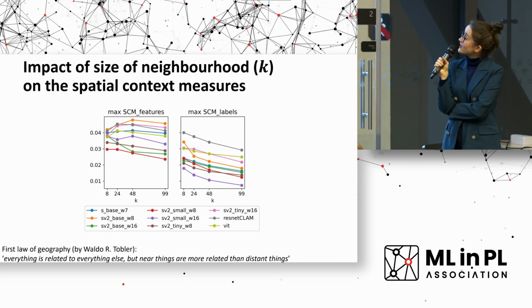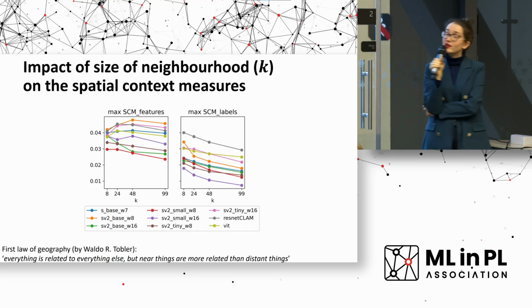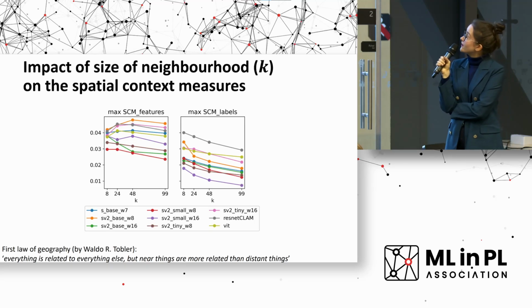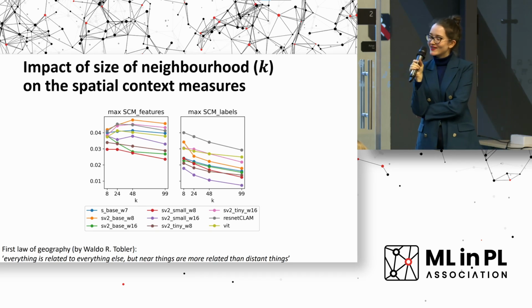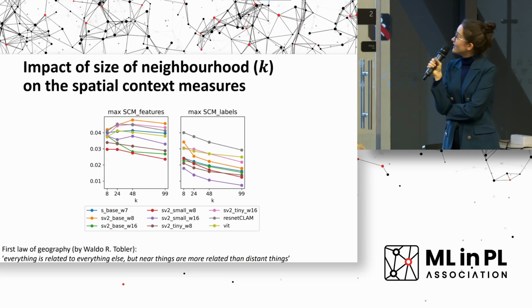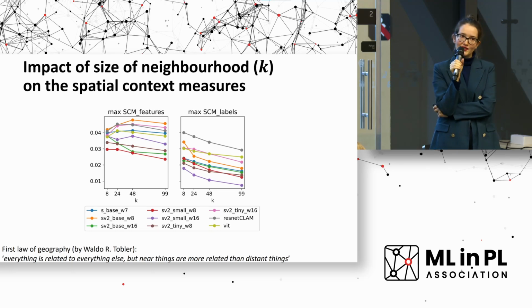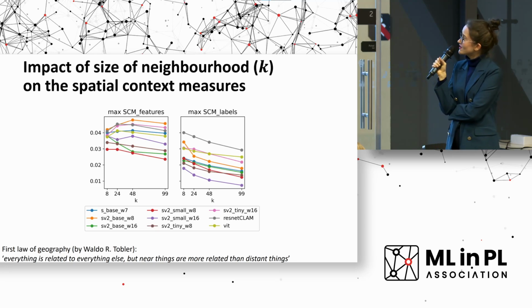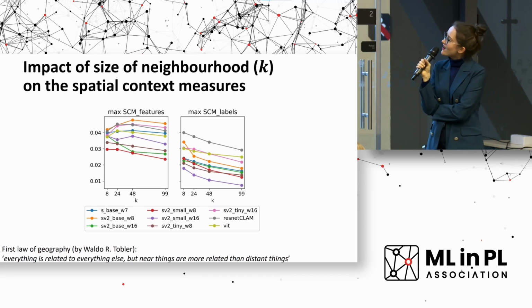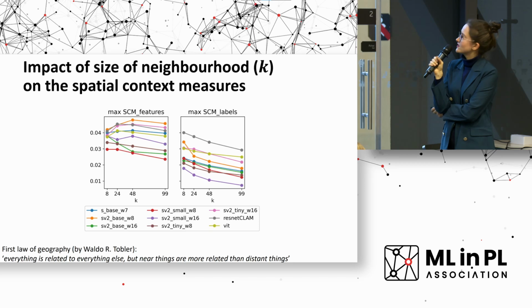At the same time, when we analyze SCM features, we can see that depending on the model, it can vary a lot. So it's not that trivial to say, but just to recap, if we want to distinguish between normal and tumor tissue, we should care more about SCM labels. And the conclusion that we got is that we should apply rather smaller K than the bigger one. And actually it follows the first law of geography, saying that everything is related to everything else, but near things are more related than distant things.